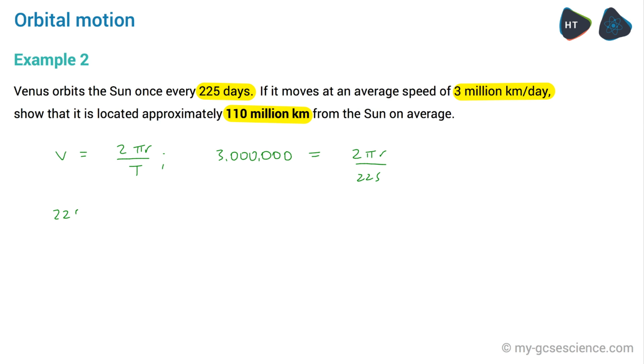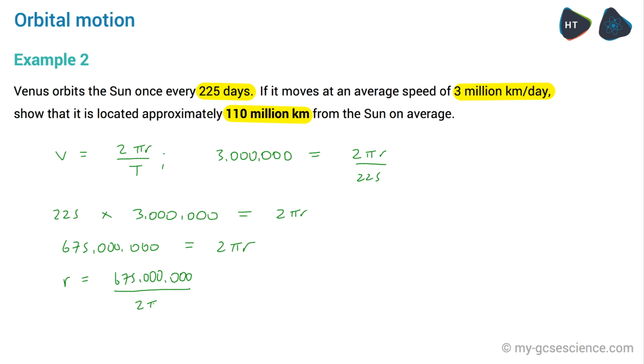Next, multiplying both sides by 225, we end up with this line. So in other words, 675 million equals 2 pi r. And so to find r, we just divide 675 million by 2 pi, which gives 107,429,586.6 kilometers, which is roughly equal to 110 million kilometers.